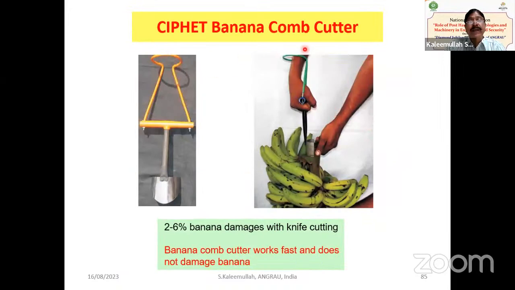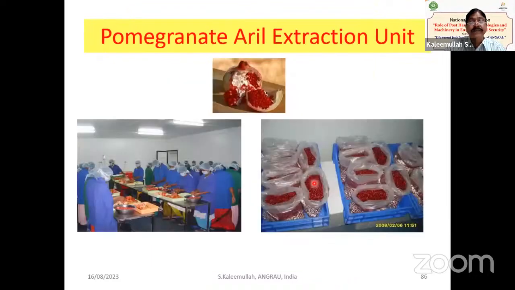And this is a banana comb cutter developed at the CIPHET, Ludhiana. Whenever the shop fellow is cutting the bananas, definitely 1 or 2 bananas will not be cut properly, and there will be damage. This damage can be eliminated if we use this type of comb cutter. You can see that it has a curvature equivalent to the diameter of the trunk, so whenever you cut, it will cut evenly and there won't be any damage.